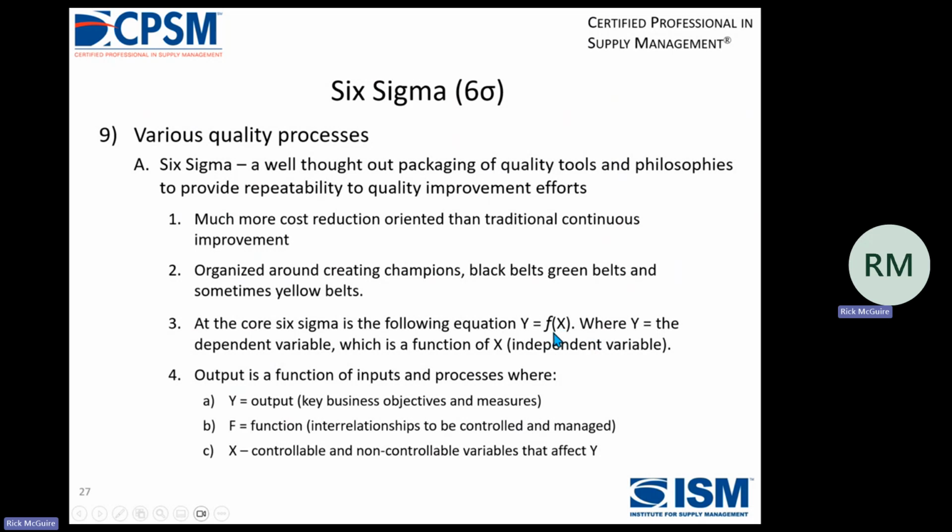Follows this Y is a function of X, where Y is the dependent variable, which is a function of X, which is the independent variable. Output is a function of input and processes. So Y is the output, key business objectives and measures. F is the function, which is the interrelationships to be controlled and managed. And X is controllable and non-controllable variables that affect Y.